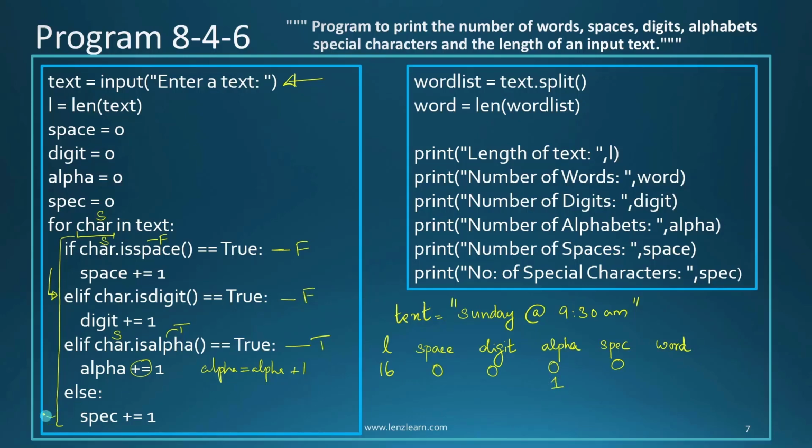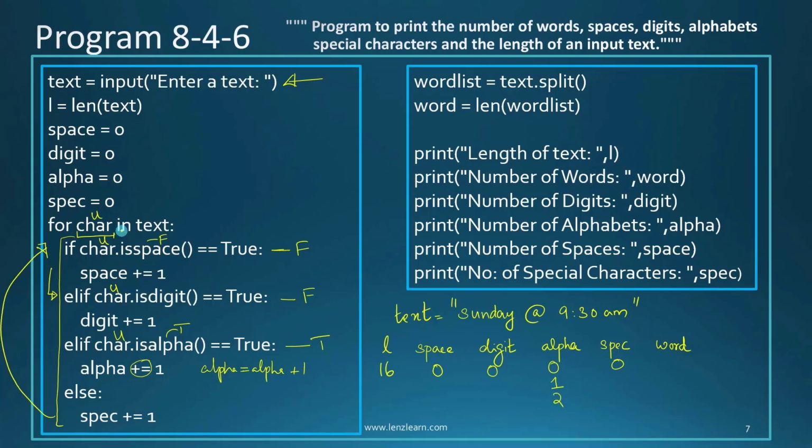Okay, again the control will go back to for. This time the control variable char will take the second character, which is u. Now u will be loaded into char, and now it will check whether u is a space, it is false. U is a digit, it is false. Now it will check u is an alphabet, it is true. So again alphabet value will be incremented. So I have found 2 alphabets in the string.